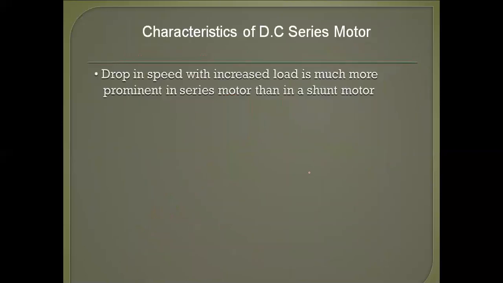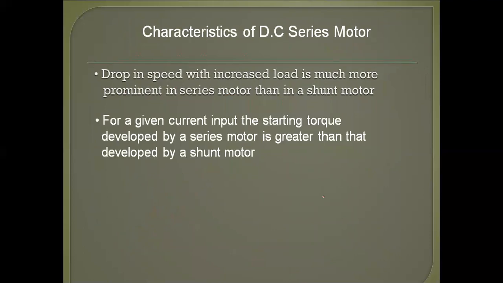Then coming to the characteristics of the DC series motor. Drop in speed with increased load is much more prominent in a series motor than in a shunt motor. For a given current input, the starting torque developed by the series motor is greater than that developed in a shunt motor, since torque is directly proportional to the square of the current.